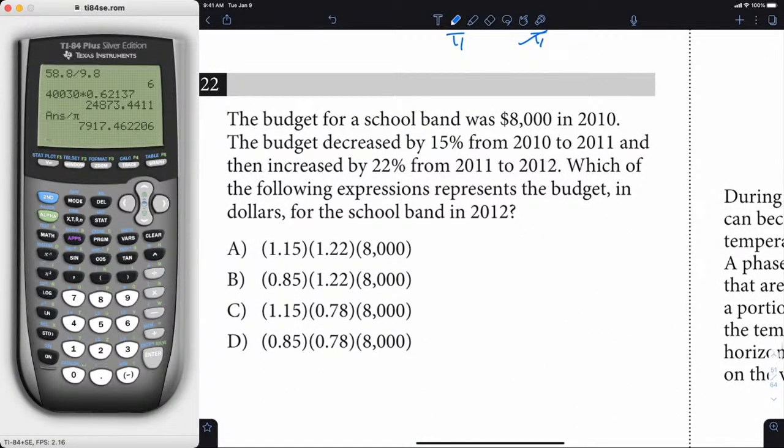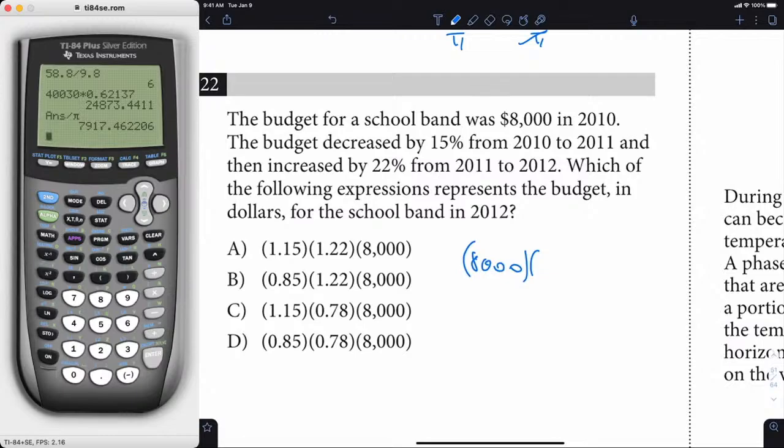The budget for a school band was $8,000 in 2010. The budget decreased by 15% from 2010 to 2011, and then increased 22% from 2011 to 2012. Which of the following expressions represents the budget in dollars for the school band in 2012? Okay, so we're starting with $8,000, right? And then we're decreasing by 15%.